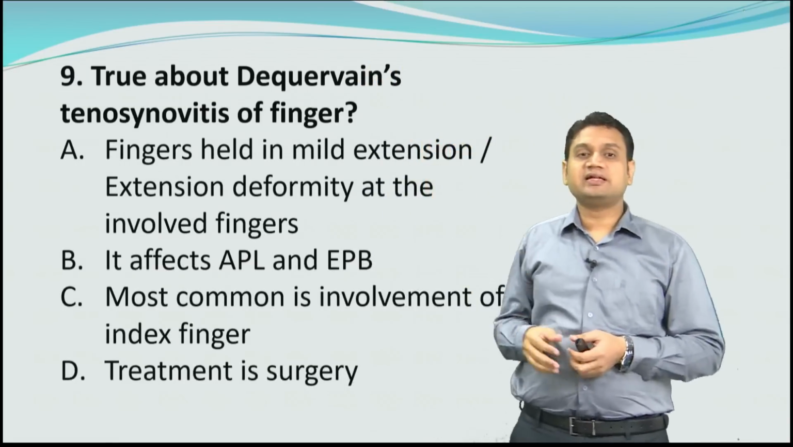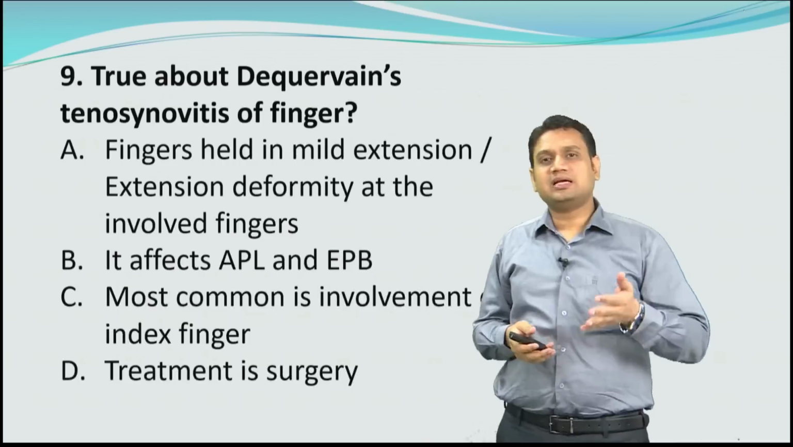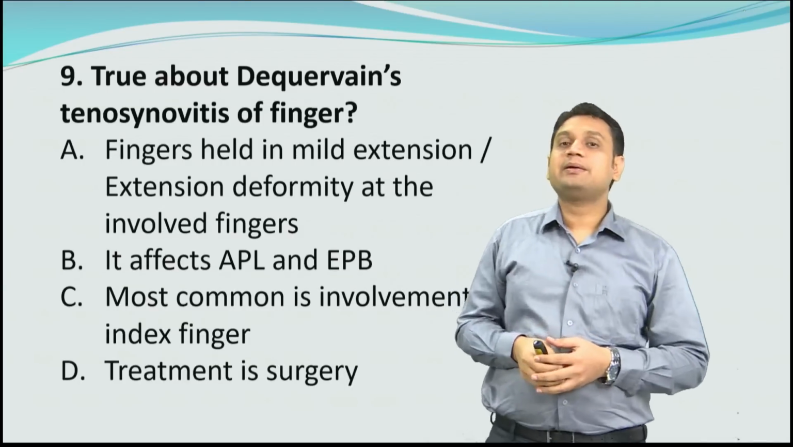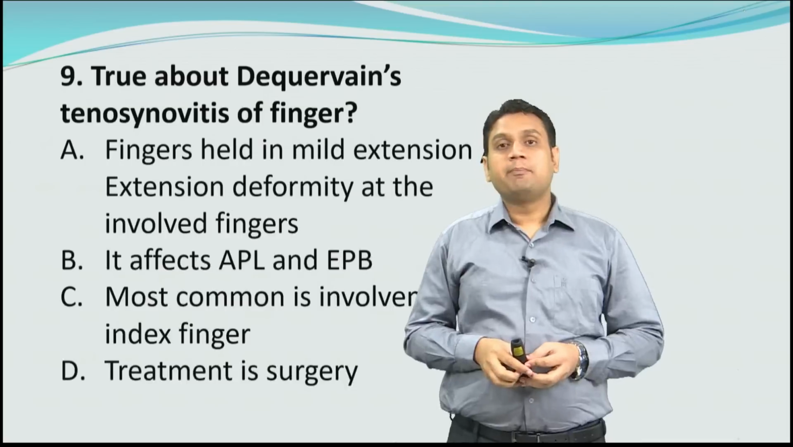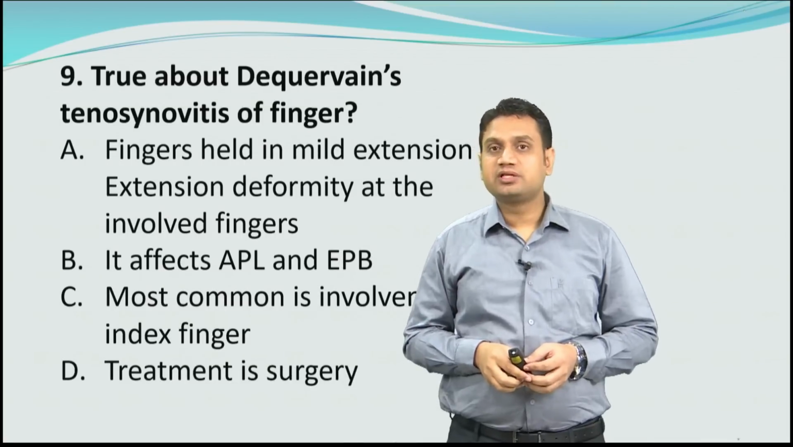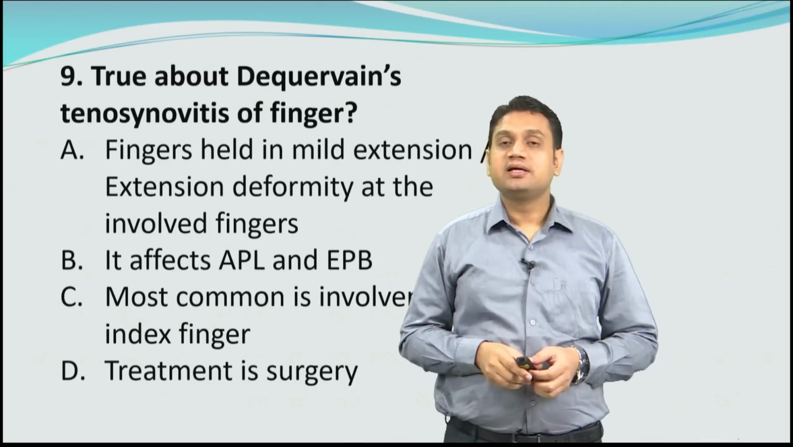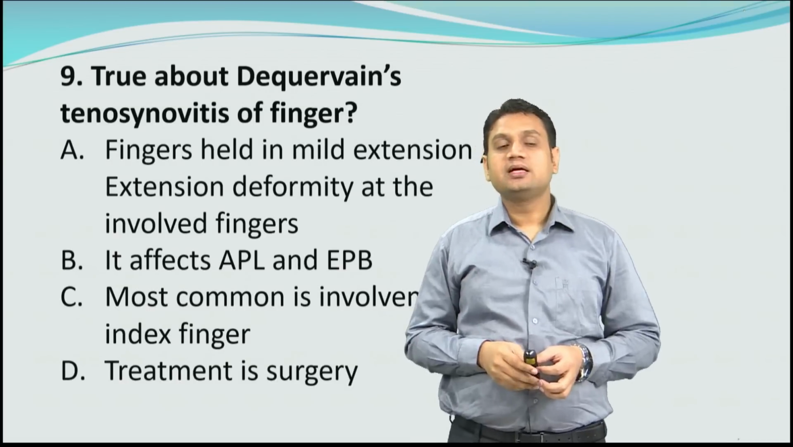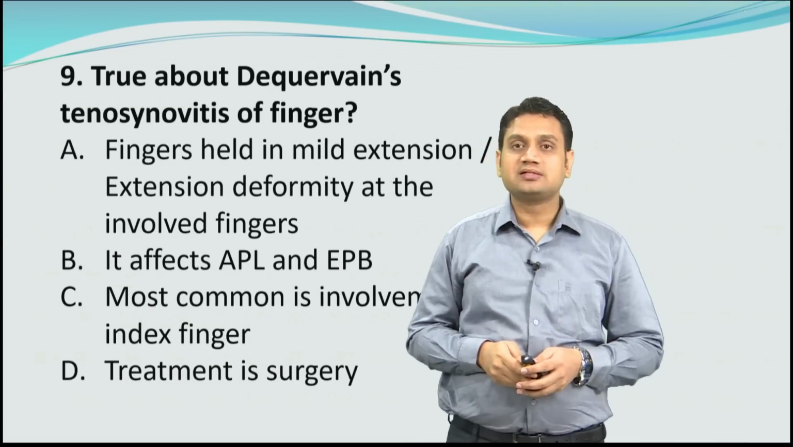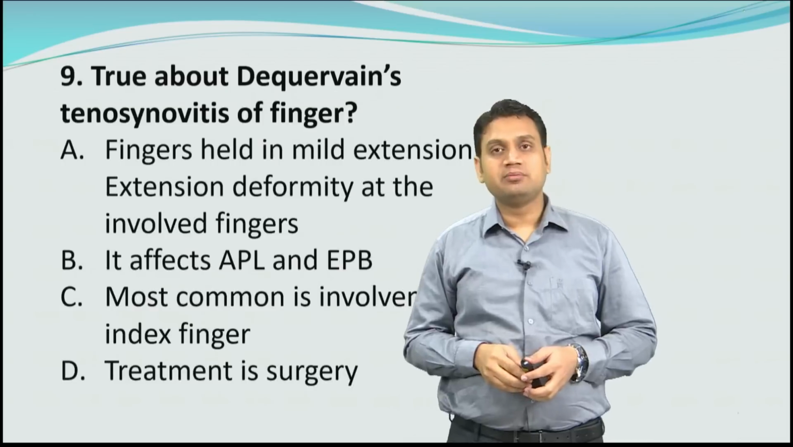Most commonly affected is the index finger. That's also wrong because that has no role in relation to the fingers. Treatment is surgery? The majority of de Quervain's cases are treated conservatively by the use of splints, physiotherapy and medications. If not getting improvement, we give intralesional steroids, right? These are the treatments for de Quervain tenosynovitis. So it is a condition related to the thumb and not to the fingers.